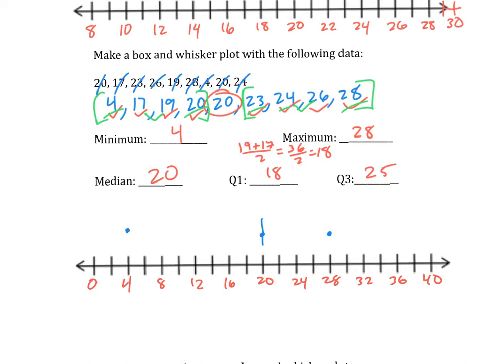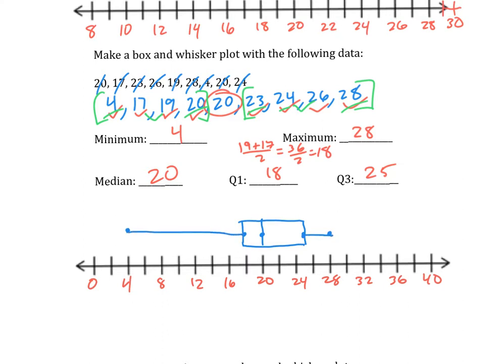Our first quartile is 18, which is right in between 16 and 20. That'll be right here. And our third quartile is 25, so that'll be about right here. We'll draw those lines in, make our nice little box, and whiskers.